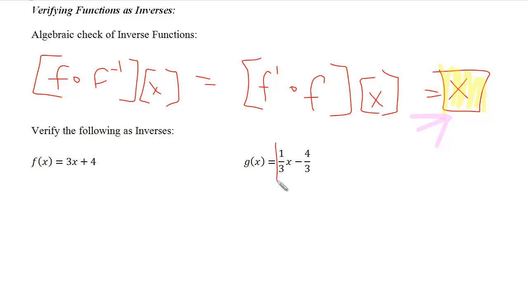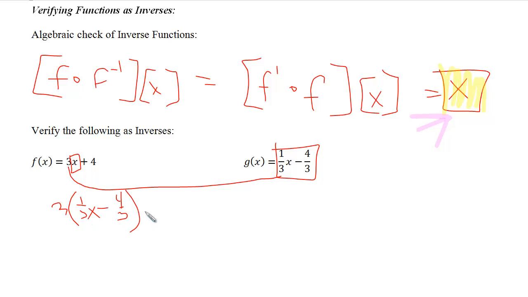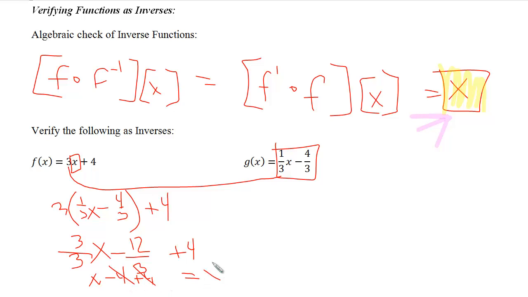Okay, so first let's start by taking this one, and we'll plug it in here for x. So I'll rewrite. So I have 3 times the 1/3 x minus 4/3, all of that plus 4. So what happens here is I'm going to get 3, this has to be distributed, over 3 times x minus 12 over 3 plus 4. Then 3 over 3 reduces to just x. 12 over 3 is minus 4 plus 4. These two cancel, and you're left with just x.